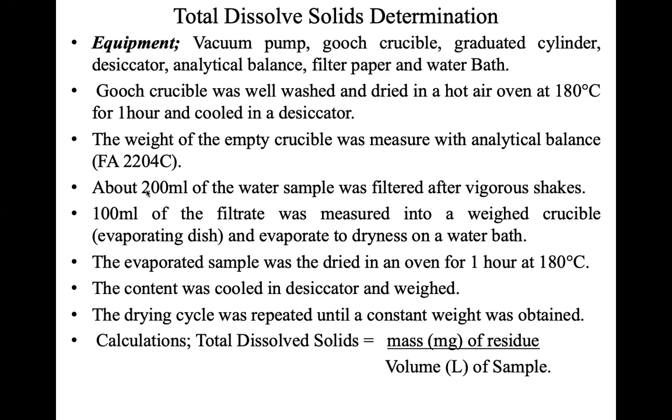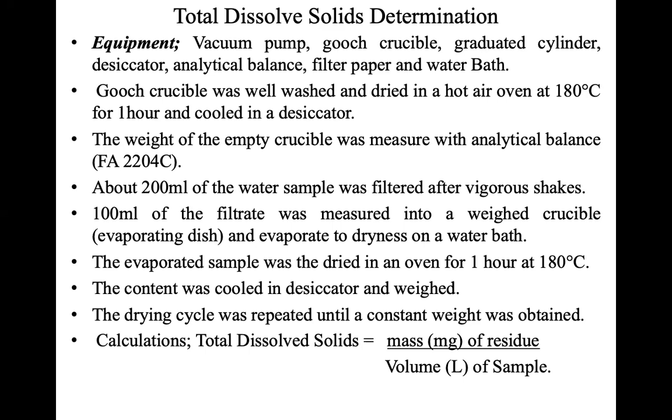Then you measure about 200 mL of water sample, and you filter it after shaking it vigorously. Then you take 100 mL of the filtrate and measure it using your crucible. Then you evaporate it to dryness. Then the sample that you have dried in an oven is kept for about 1 hour to make sure all the water content is gone. Then the drying is repeated until you don't obtain any change in weight after 2 or 3 consecutive measurements.